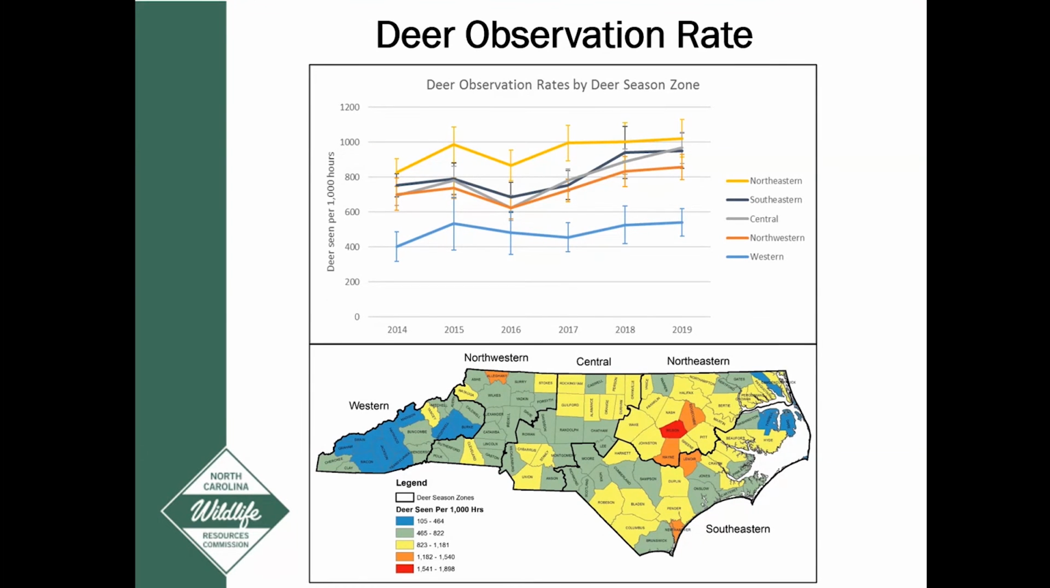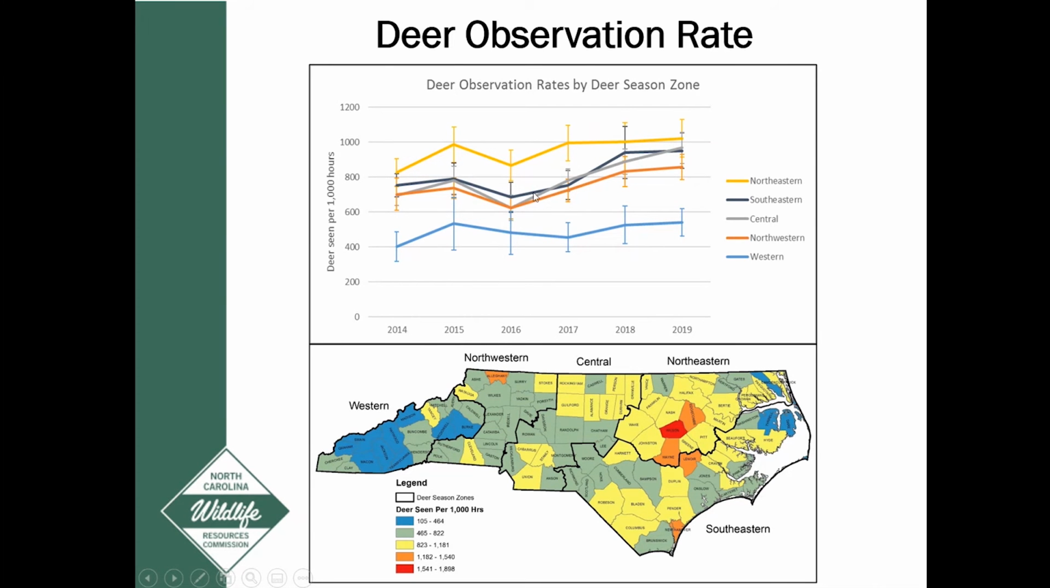But the metrics that we look at in this database are deer observation rates. So we're looking at deer seen per hour, or in this case, per 1,000 hours. And the map here is a 5-year average at the county level. So this could be seen as somewhat of an index of relative abundance or numbers of deer in the state. I'm not sure I'm buying that Wilson County has the highest deer numbers in the state, but our people that participate report seeing the highest observation rate in Wilson County compared to anywhere else.